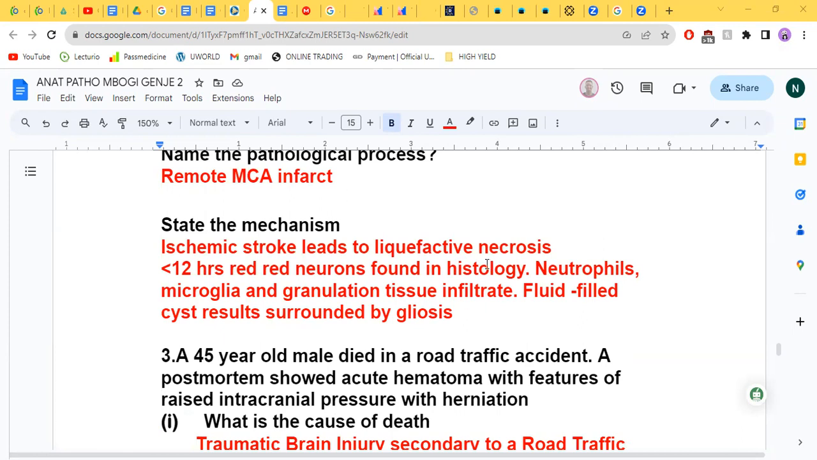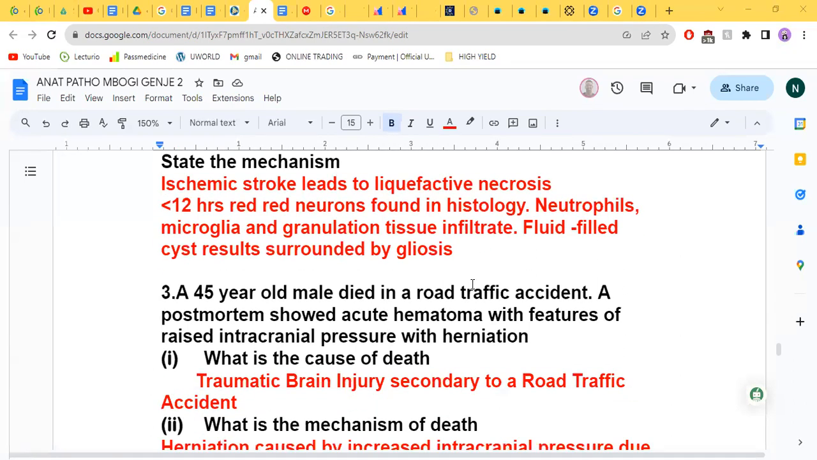Next question. A 45-year-old male died in a road traffic accident. A postmortem showed acute hematoma with features of raised intracranial pressure with herniation. What is the cause of death? So the cause of death is brain injury secondary to road traffic accident.